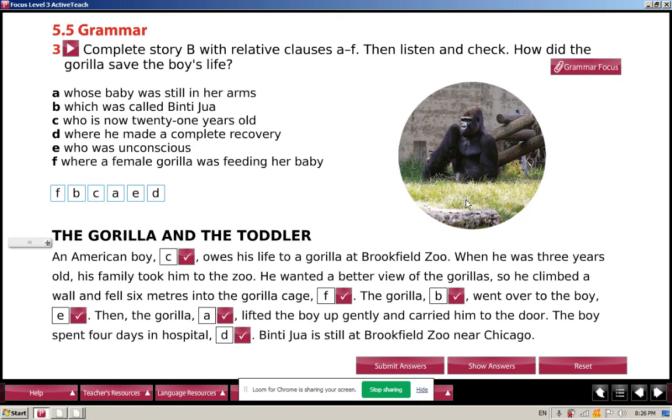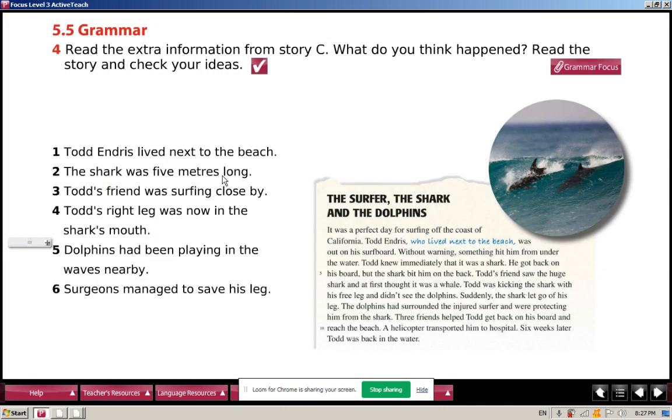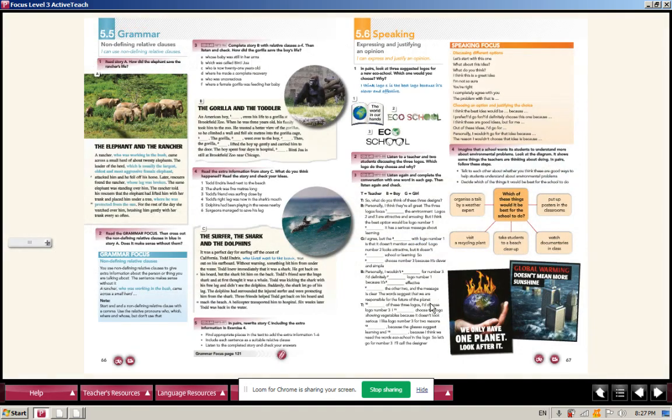Okay, now it's time for your homework. Don't forget to do it. You have to do exercises 4 and 5 in your textbooks, page 66. Read the extra information from story C and guess what happened in the story. Then rewrite the story using the extra information in exercise number 4.